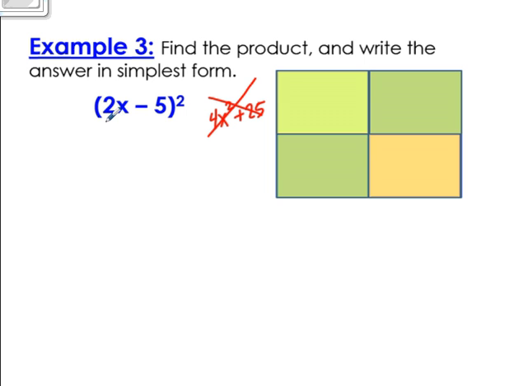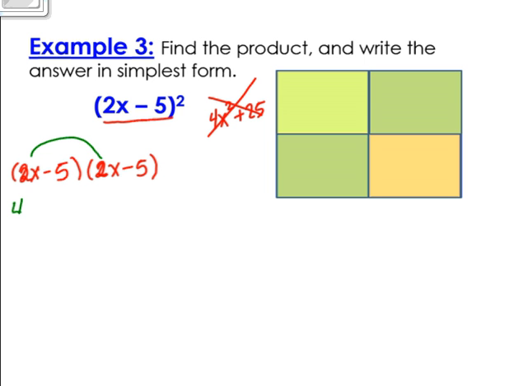Something squared means times itself, which means I'm multiplying 2x minus 5 times itself, 2x minus 5. That's what squared means. So, keeping that in mind, let's use the properties that we just used. We're going to distribute twice and multiply this all the way out.